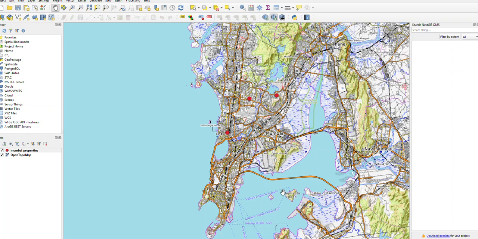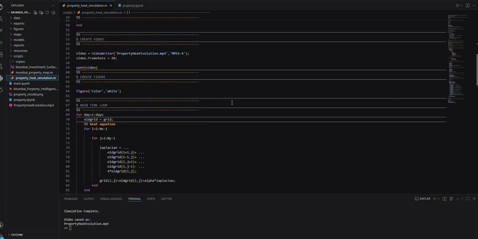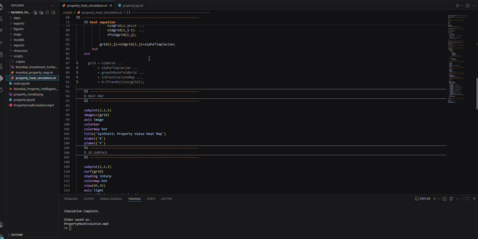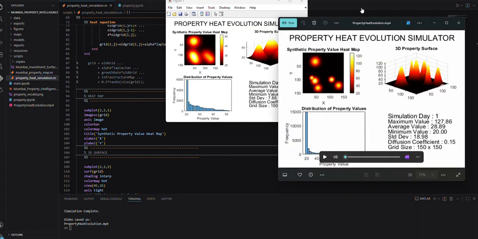But very, very importantly, what you can do is that you can create a sort of heat map, in fact, using some very simple Python code, or rather, in fact, this is MATLAB code that has been imported into Visual Studio. And what you can then do is you can simulate how the property market, how the price of property changes over the course of time.